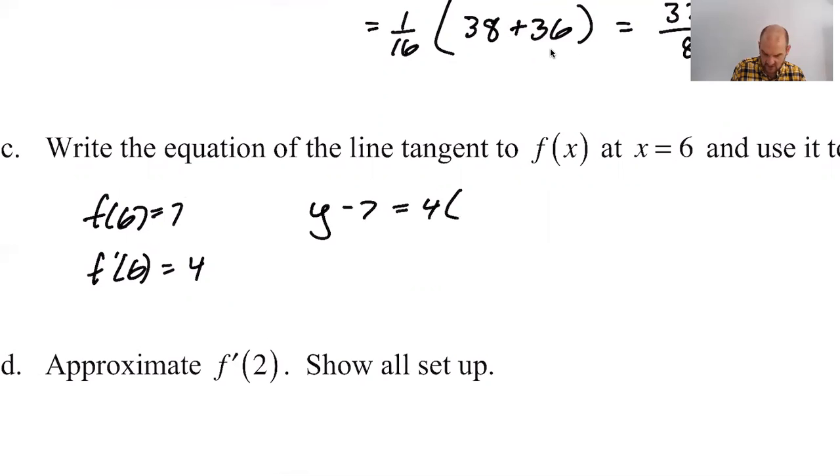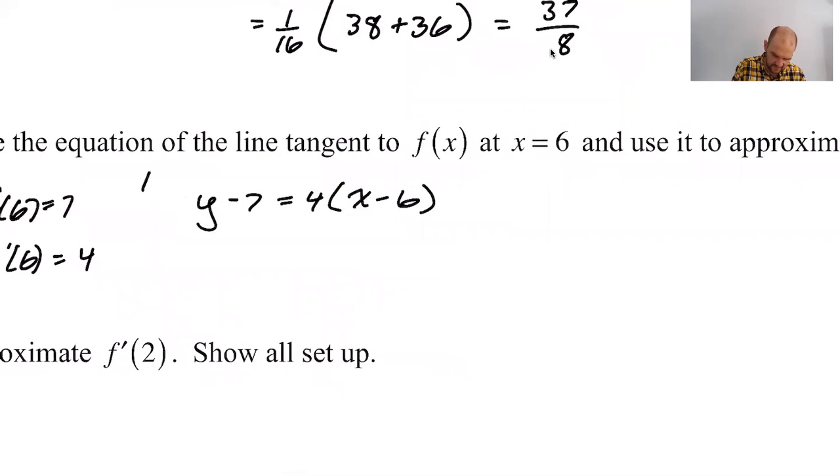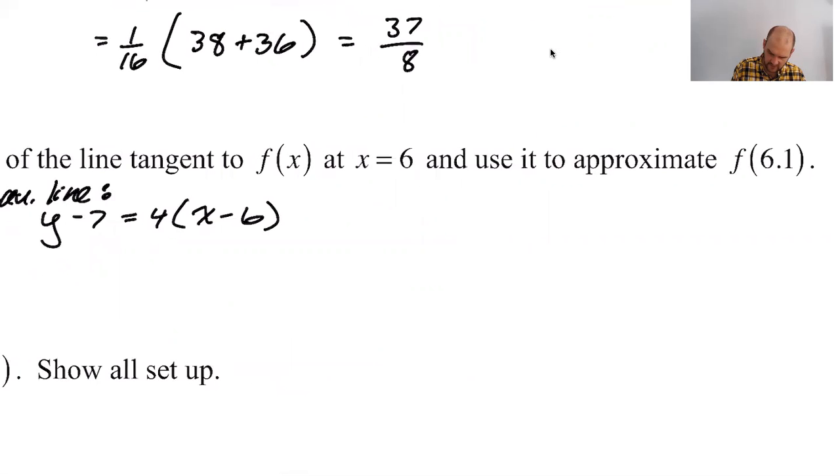Also, I think it's good for you to see me get the values. So I don't know, can't win, you know. So this is my tangent line. Let's label it tangent line, and then approximate f of 6.1.